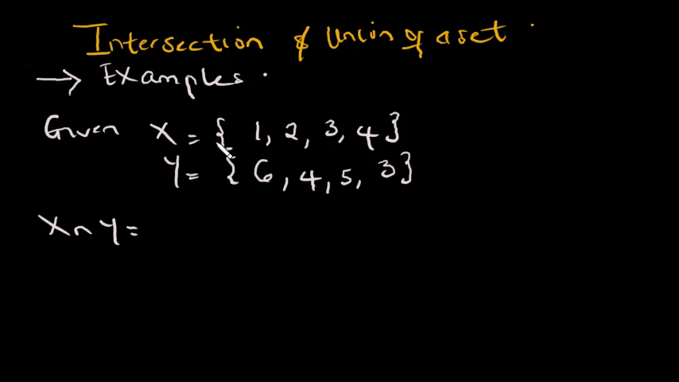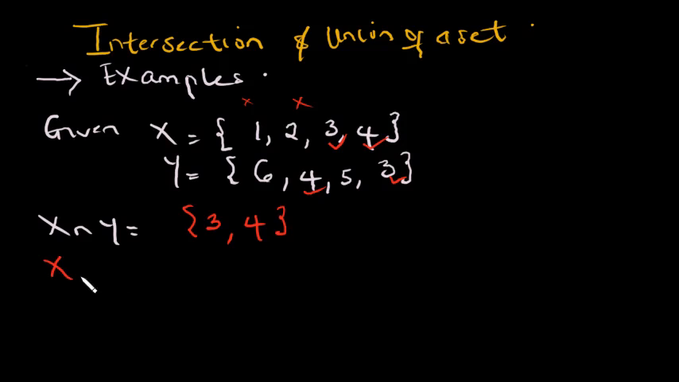X intersection y is a third set that contains the elements common to the two of them. So let's find out. Is 1 common to these two sets? No. 2? No. 3? Yes, we have 3 here, we have 3 here. So we have an element. Is 4 common to the two of them? 4? Yes. Then we have 4. So x intersection y will be 3 and 4.